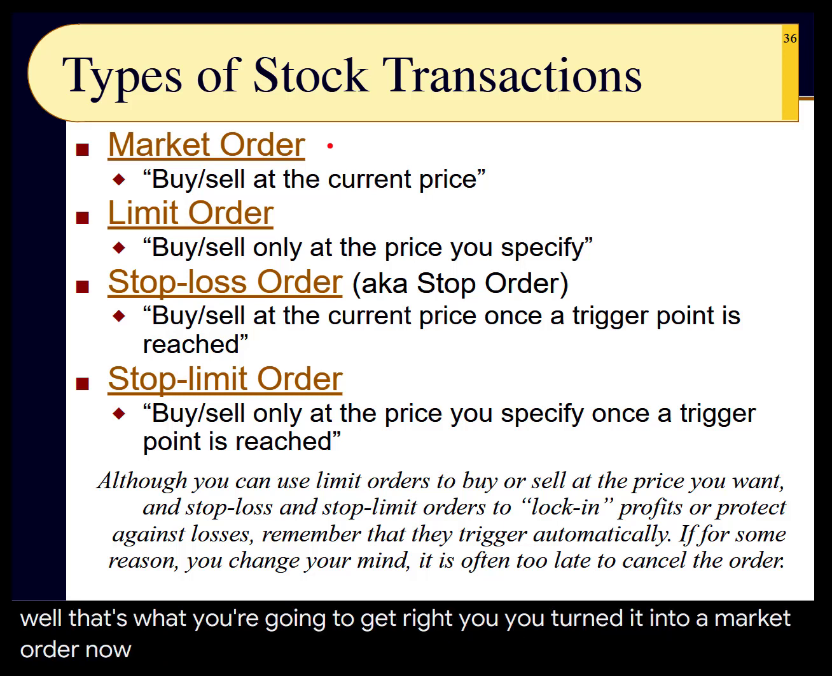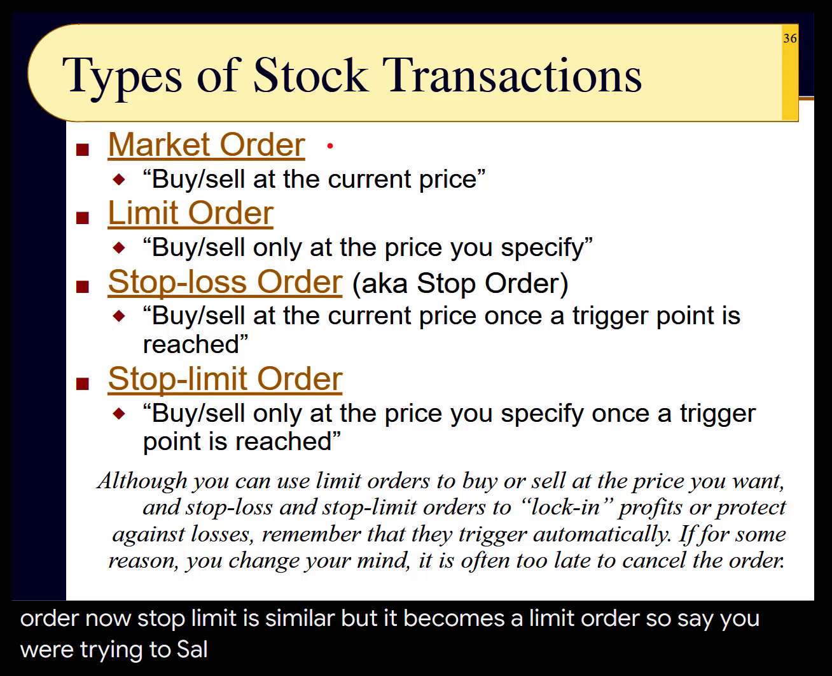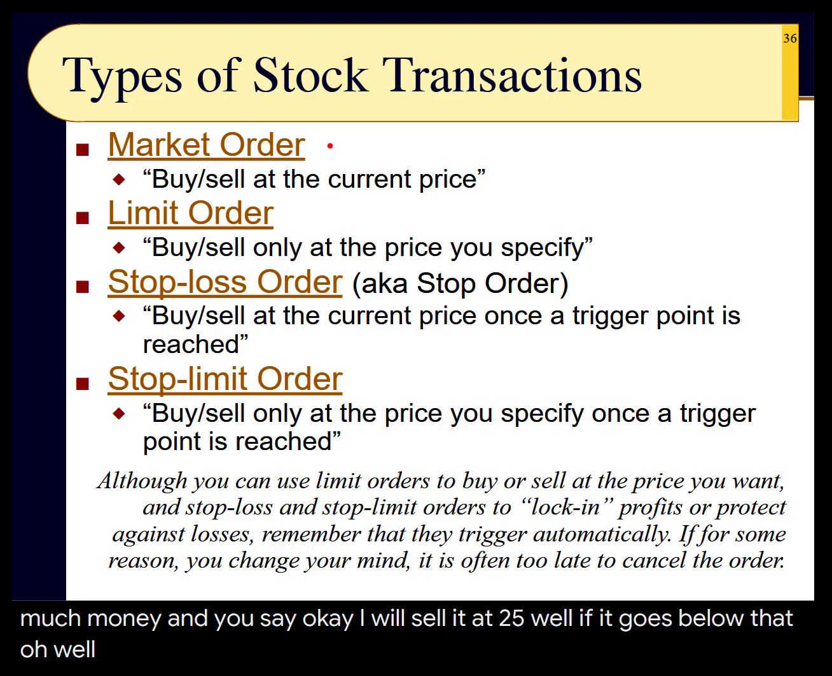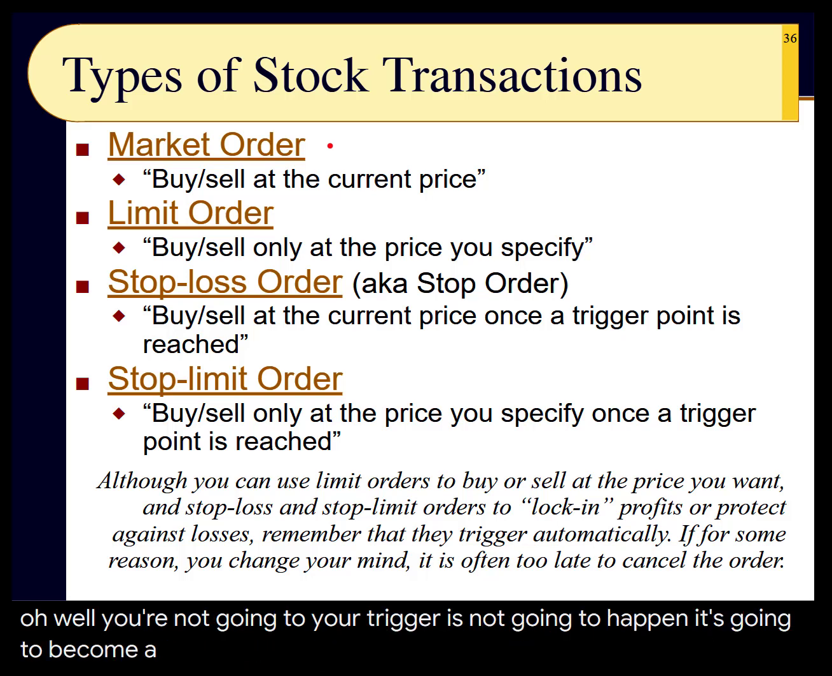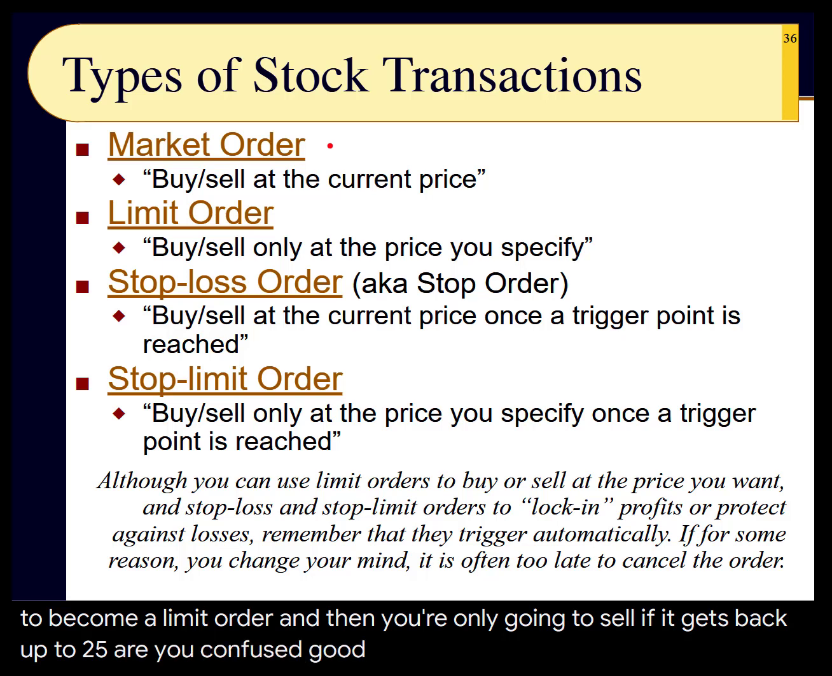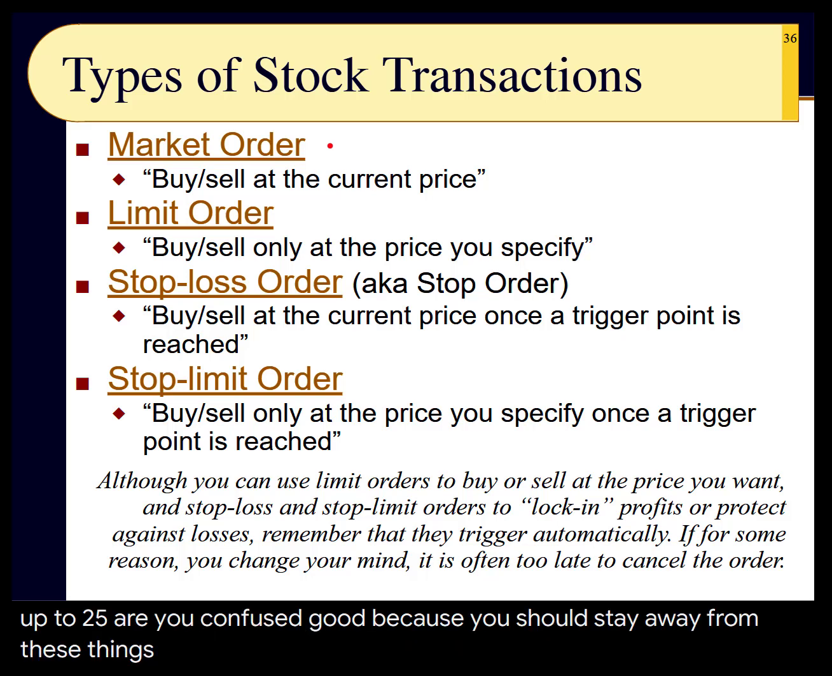Now, stop limit is similar, but it becomes a limit order. So say you were trying to salvage, you don't want to lose too much money, and you say, okay, I will sell it at 25. Well, if it goes below that, oh well, your trigger is not going to happen. It's going to become a limit order, and then you're only going to sell if it gets back up to 25. Are you confused? Good, because you should stay away from these things. All right, in my humble opinion.